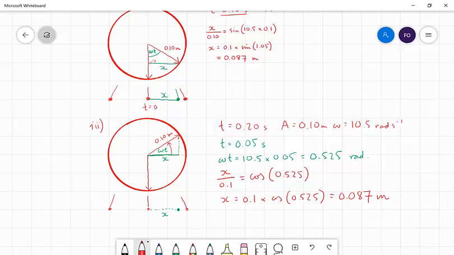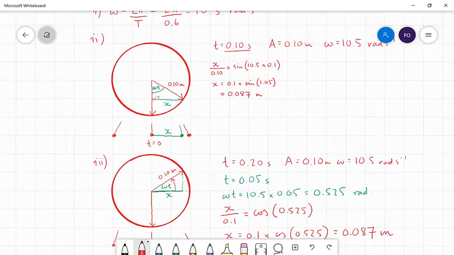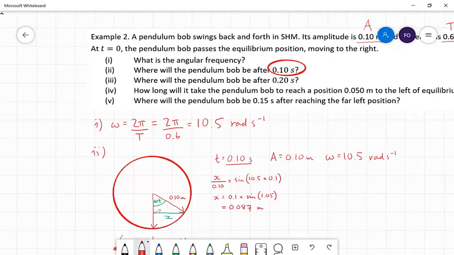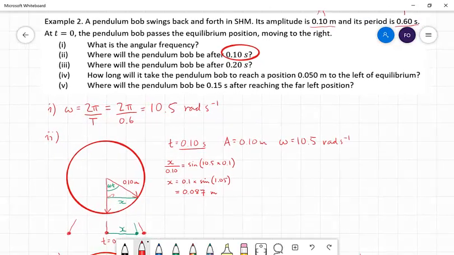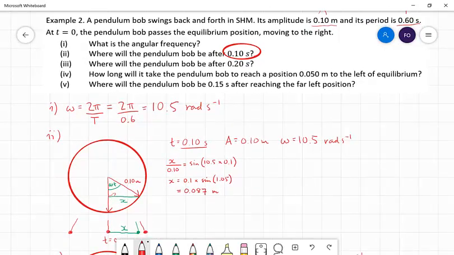So in this case, it's again 0.087, but this time the pendulum bob is on its way back. So it's swung out to 0.087 after 0.1 seconds, and then it's swung out to its furthest position, and come back by the time 0.2 seconds have passed. Okay, let's look at the fourth one. How long will it take the pendulum bob to reach a position 0.05 meters to the left of equilibrium?